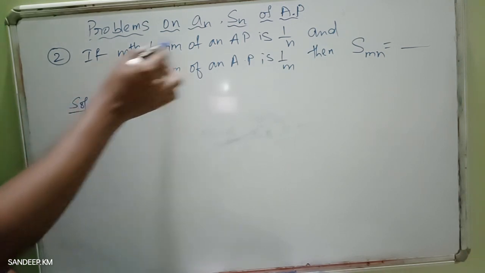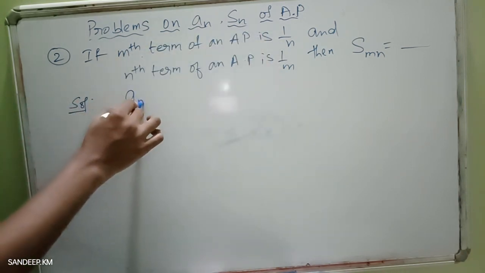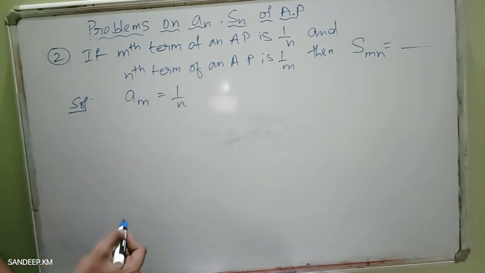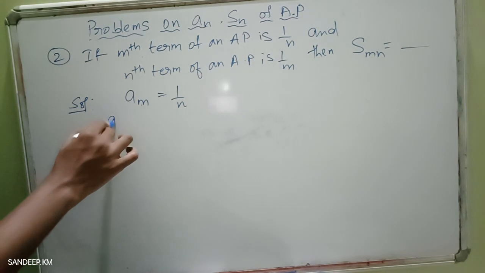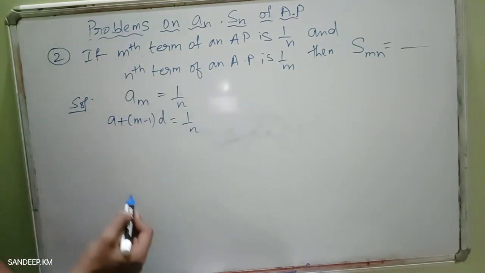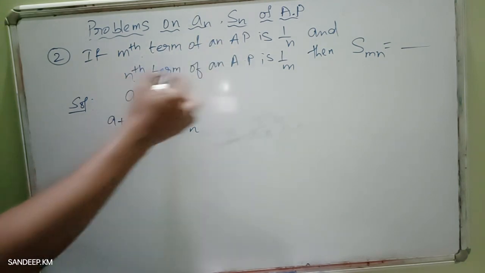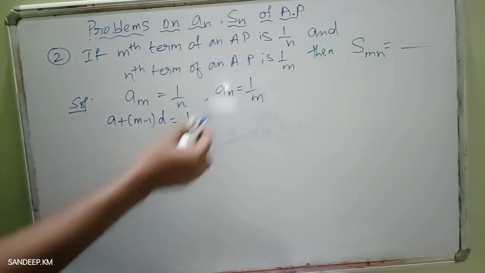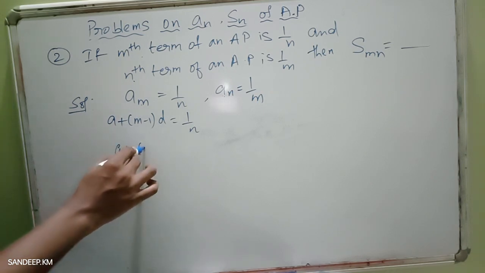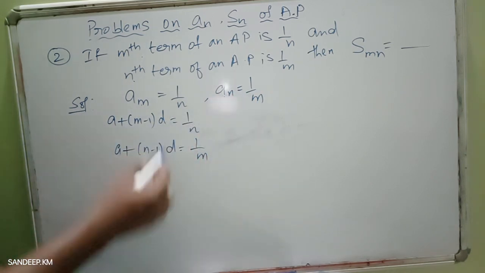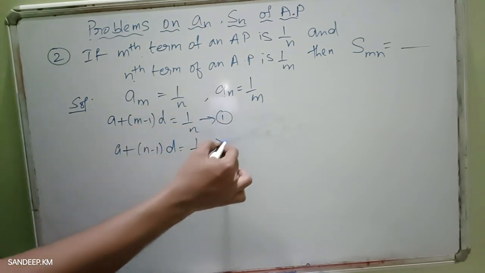It is given that the mth term is 1 by n, correct? So the mth term, am, is equal to 1 by n. So am means a plus m minus 1 into d equal to 1 by n. Similarly, the nth term is 1 by m, which means a plus n minus 1 into d equal to 1 by m. So it is equation 1 and equation 2.